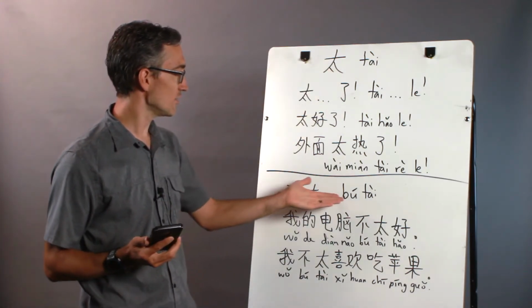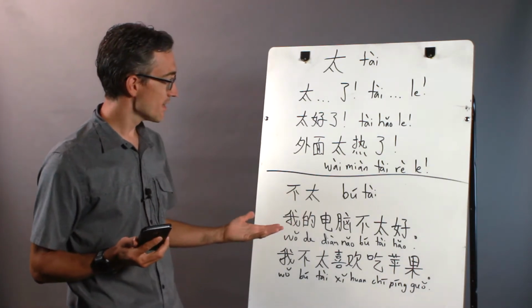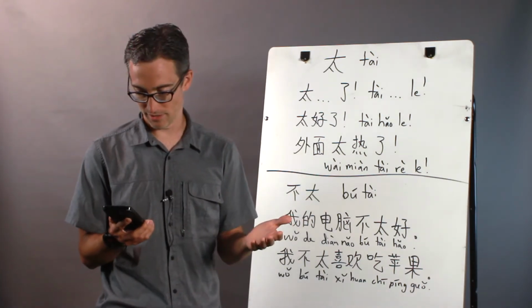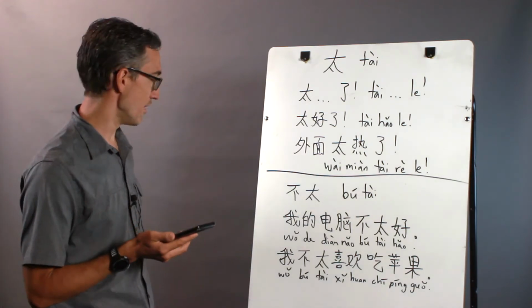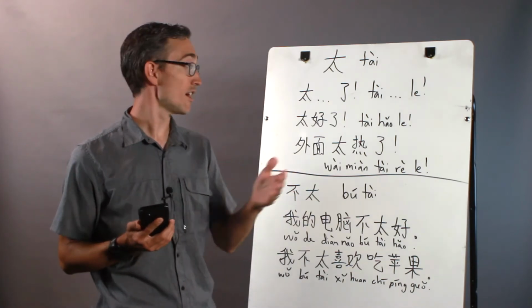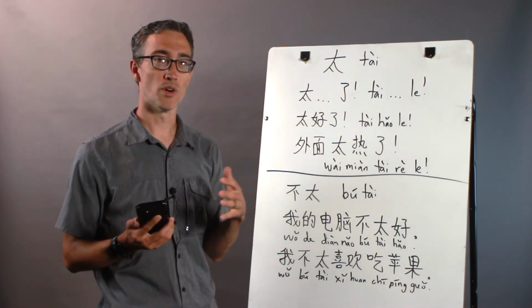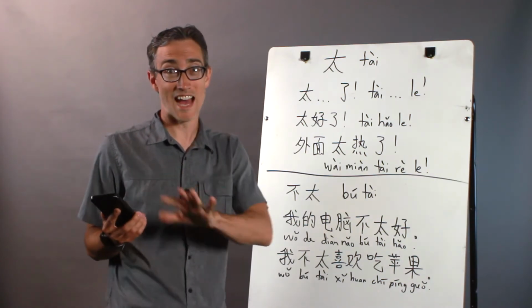When tai is negated, it's bútài, and it means that something is not very whatever. It's not too or not very. So let me give you some phrases. You don't use le when you negate it, because the purpose of le is an exclamation, whereas when you negate it, you're actually having the opposite effect. You're saying it's not very something.